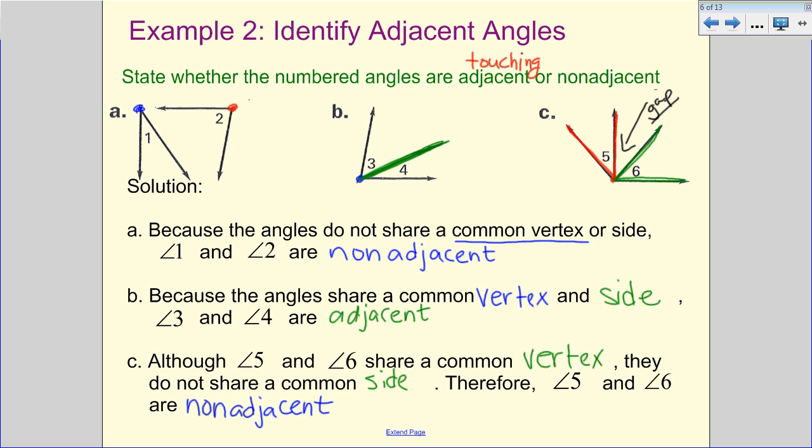All right, so even though we are together, because there's a space, there cannot be a gap. The gap is what makes them non-adjacent. So 3 and 4 are side by side, common vertex, no gap. That makes our adjacent angles.